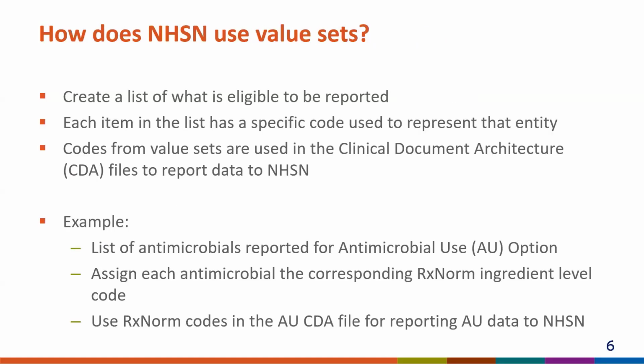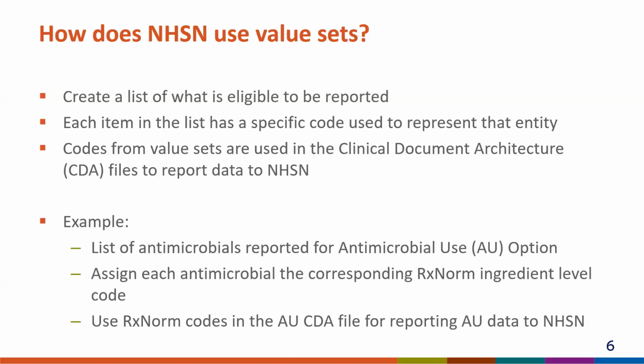Okay, so how does NHSN use value sets? We create a list of what is eligible to be reported. Then each item in the list has a specific code used to represent that entity. Then the codes from those value sets are used in the clinical document architecture, or CDA, files to report data to NHSN. So let's walk through an example listed on the bottom of this slide.